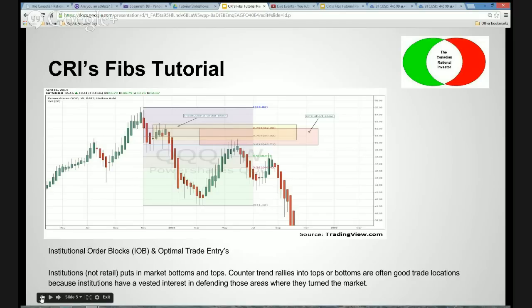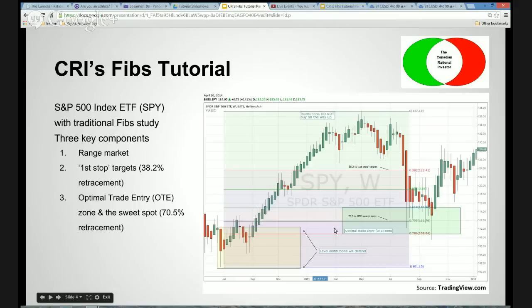Just going back a moment to look at the last slide, we can see how, and the note here is, this was a bull market, and we just simply say institutions do not buy on the way up. They see this bull market and they say, okay, we want to buy.